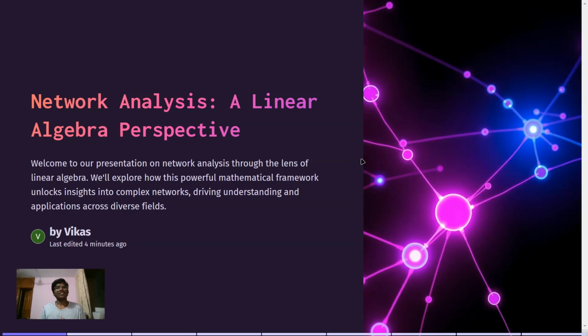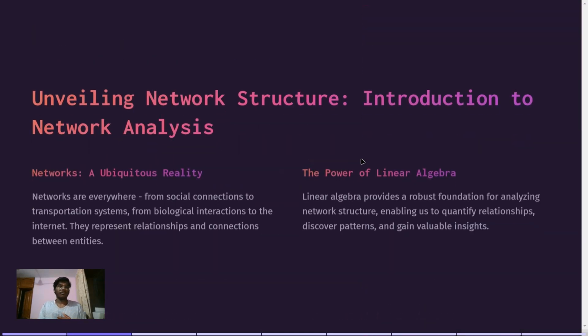Network analysis, which is a subtopic of linear algebra. In this presentation on network analysis through the lens of linear algebra, we'll explore how this powerful mathematical framework unlocks insight into many complex networks. Linear algebra is used in many fields, like social networks and biological fields, where it detects how a virus grew from gene to gene. So let's dive into it.